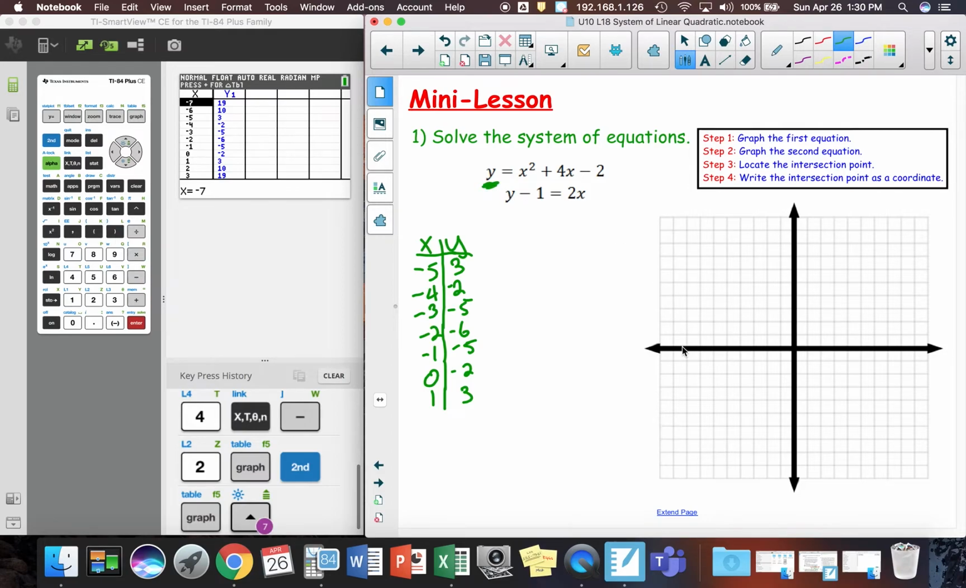I'm going to graph it in green. So I have -5, comma 3, -5, 1, 2, 3, 4, 5, 3, 1, 2, 3. I have -4, -2, -3, -5, 2, 3, 4, 5, and 6, and then it starts to repeat.